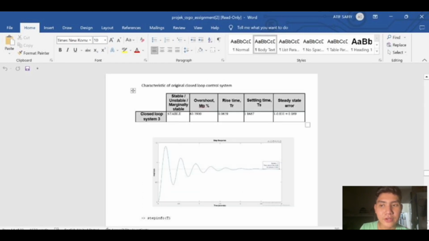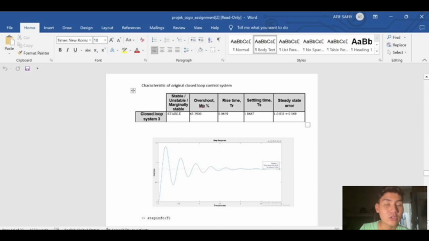and for the characteristic, we got a stable closed loop, and for the overshoot we got 63.3900, and for the rise time we got 0.0659, and for settling time we got 1.8667, and for steady state error 1 minus 0.831 is equal to 0.169. Then you can see the graph.